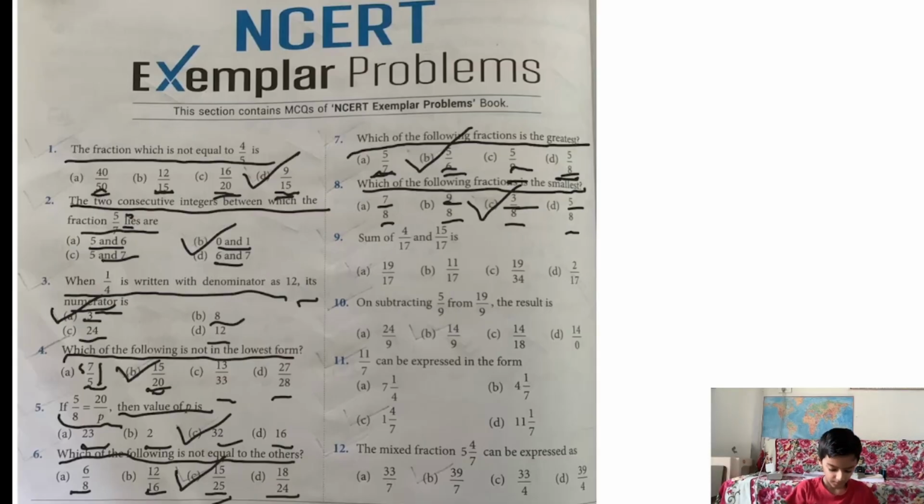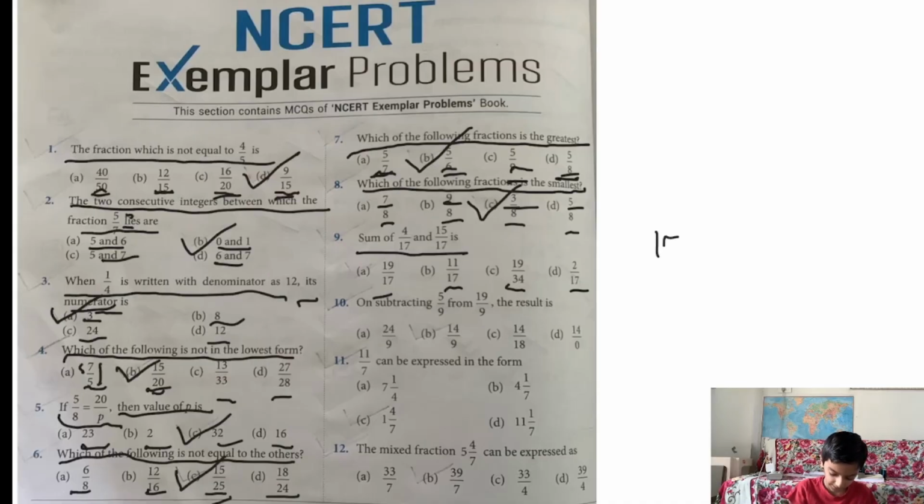Ninth question. Sum of 4 by 17 and 15 by 17 is, the options are 19 by 17, 11 by 17, 19 by 34 and 2 by 17. Here we have to find out the sum of 4 by 7 and 15 by 17. Here the denominators are same, so we'll simply add the numerators because these are like fractions.